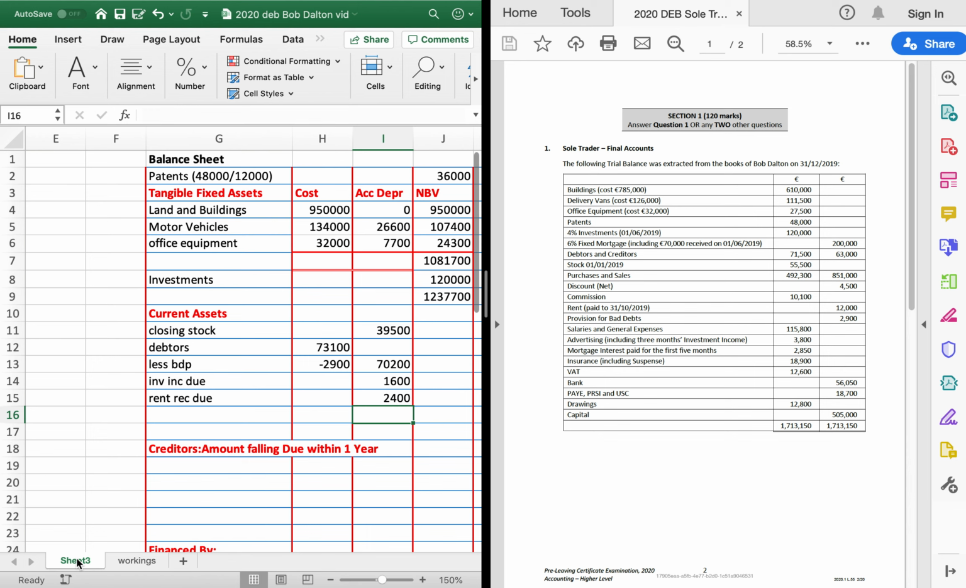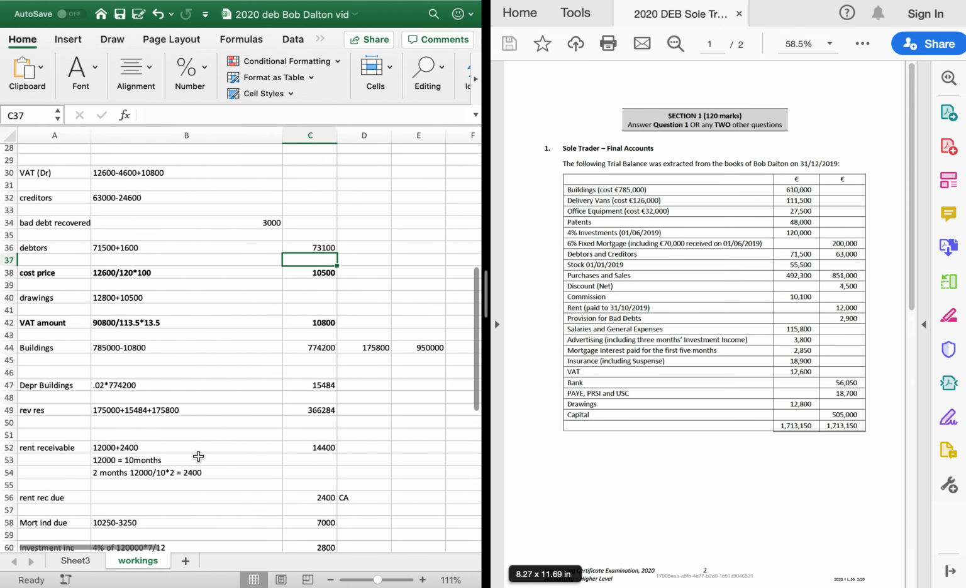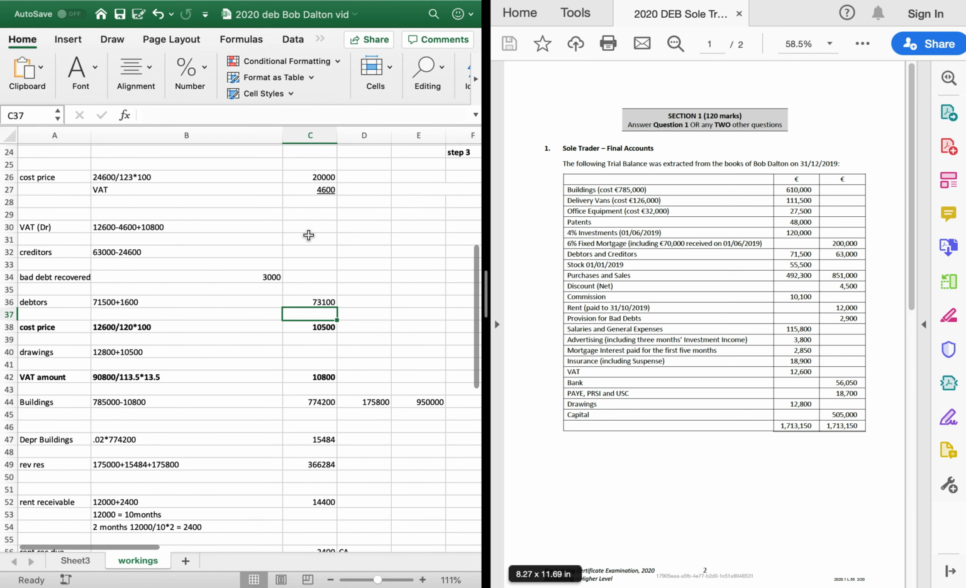And then is there VAT? There's VAT, assuming it's still on the debit side. Have a look. So 12.6 minus 4.6 plus 10.8 is 18,800.